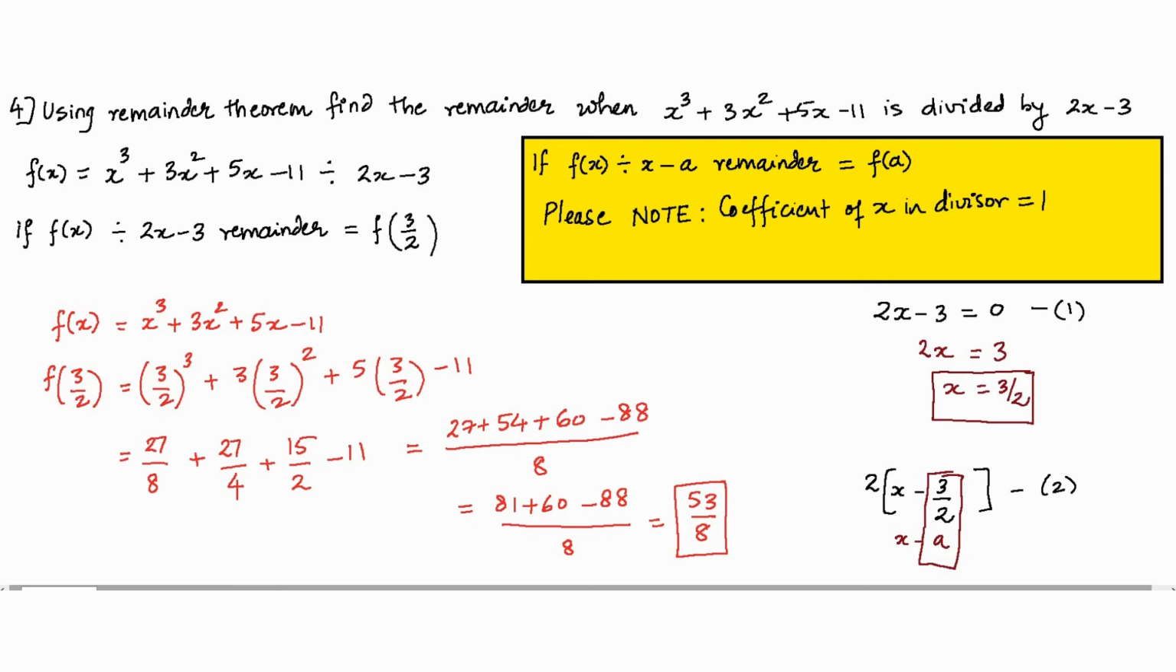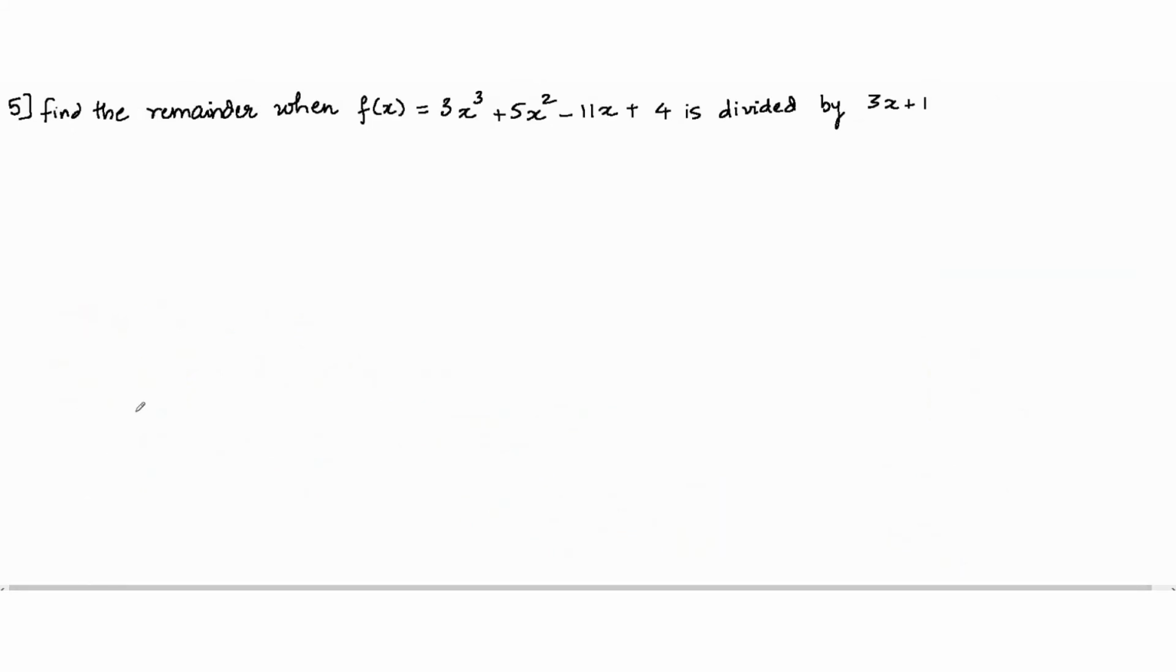Okay, let us take up the next question now. So let's see this question. Find the remainder when f of x equals 3x cube plus 5x square minus 11x plus 4 is divided by 3x plus 1. So it's given that the polynomial is f of x equals 3x cube plus 5x square minus 11x plus 4, and this f of x is getting divided by 3x plus 1.